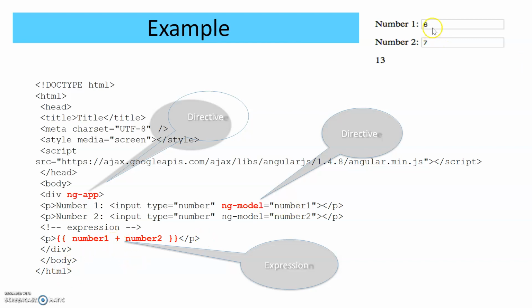So here you can observe the output of the program: 6 and 7, then 13. So automatically if you change here, the result will change dynamically. So this is the expression, and these are the directives.